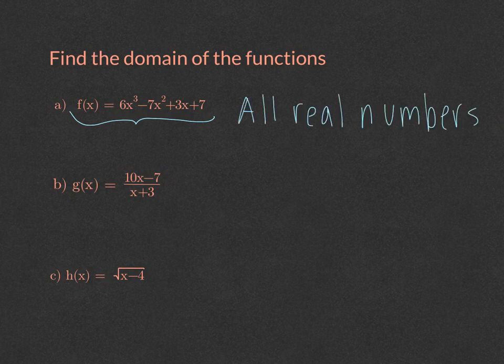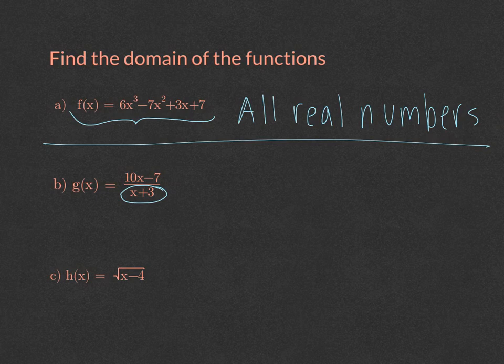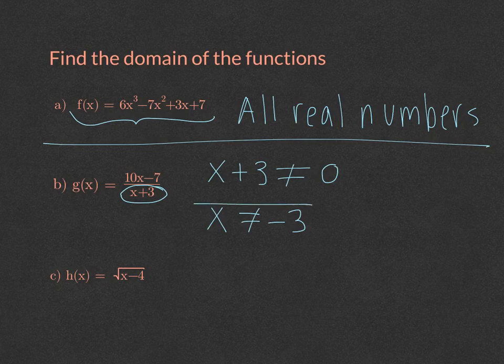All right, let's look at the second question. It says g of x equals 10x minus 7 over x plus 3. So this is a rational function, which means there's a variable in our denominator. Our denominator, x plus 3, cannot equal 0. It is never okay to have 0 in the denominator. So if we were to solve this, we get x cannot be negative 3. So the domain of this function is all real numbers except for x cannot be negative 3.